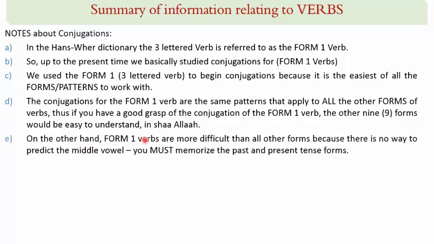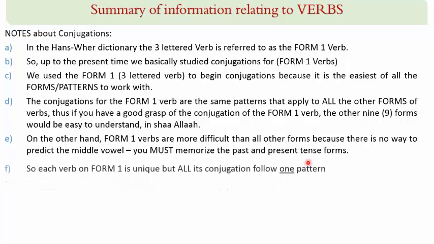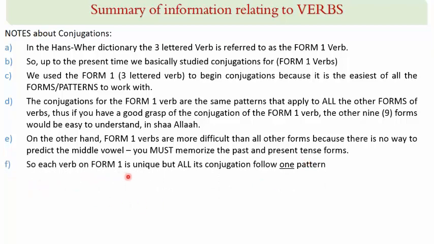On the other hand, form 1 verbs are more difficult than all other forms because there is no way to predict the middle vowel. You must memorize the past and present tense forms and the masdar forms for all of these because they vary. With the additional 9 forms that we are going to study, inshallah, they are very consistent. So each verb of form 1 is unique, but all its conjugation follows one pattern. Okay, the prefixes and suffixes that are added only follow one pattern.